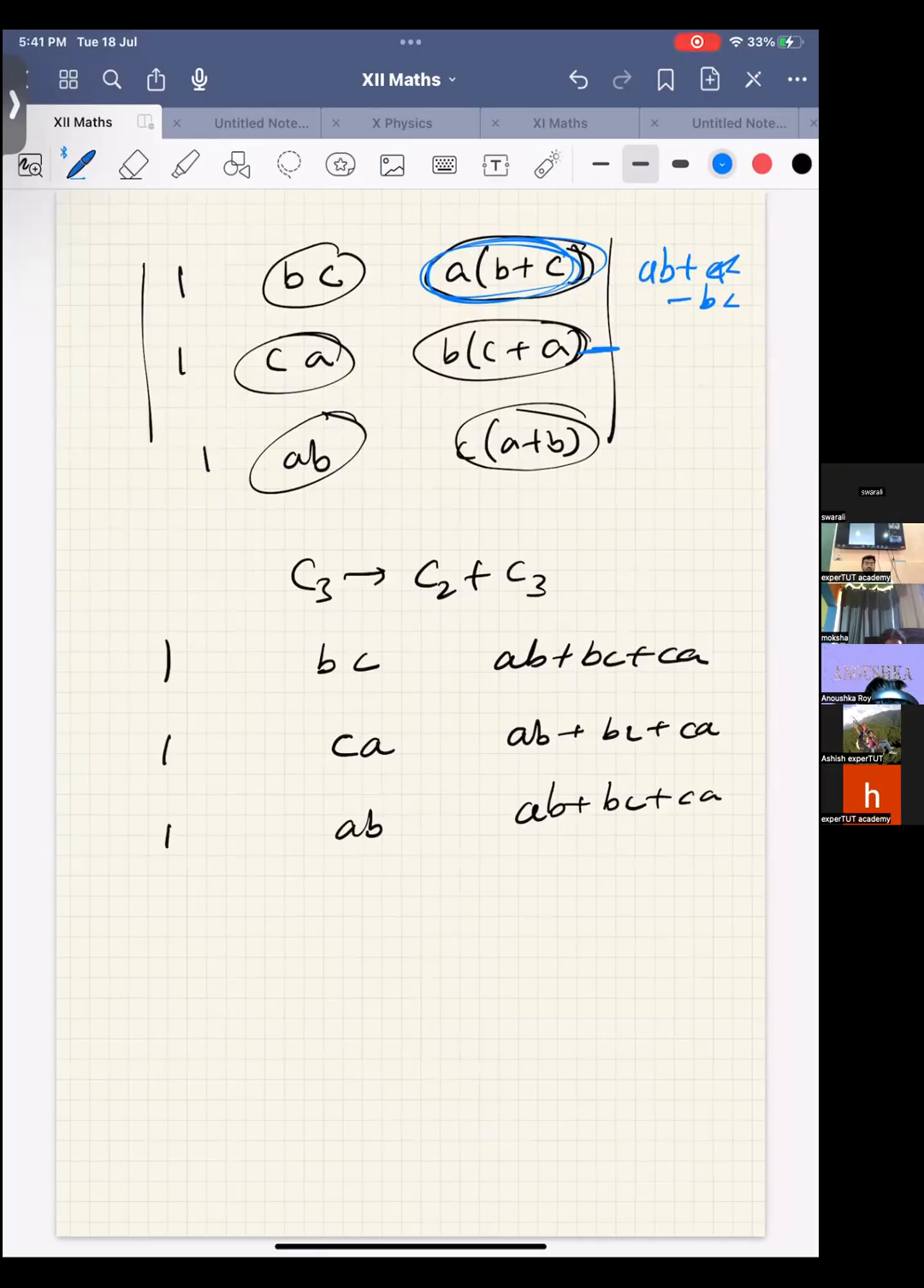गुड। उनको क्या 4 बार लिखना है? 4 बार नहीं लिखना तो बेटा 1 बार लिख लो, ठीक है?